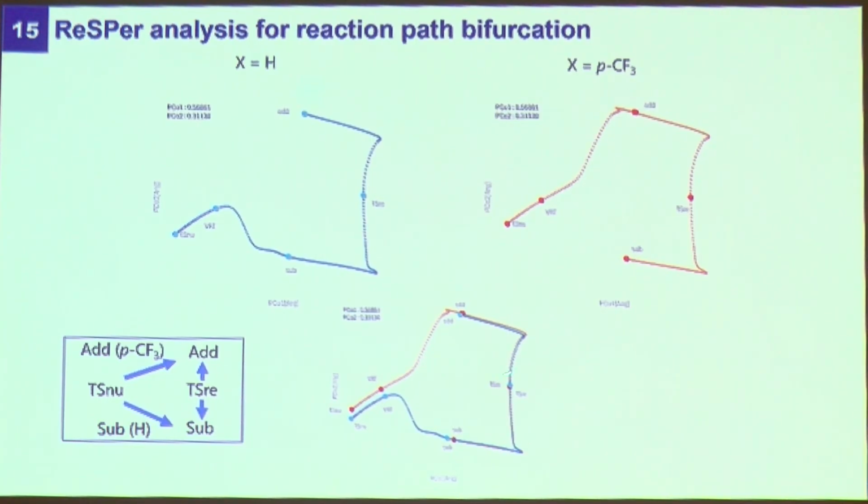So this is a transition state. And this region is a sub region. This region corresponds to the other region. So we can imagine where reaction path bifurcation occurs when the substituent changes. So actually, we change the substituent for many cases and plot them in the same figure.